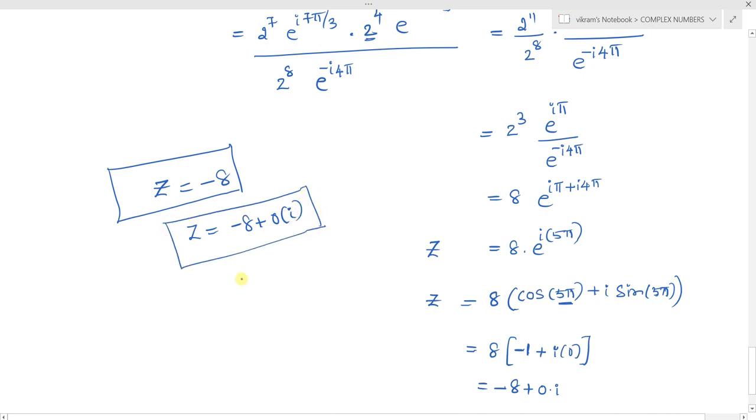These types of problems, which are given with higher-order exponents, can easily be solved with Euler's formula.